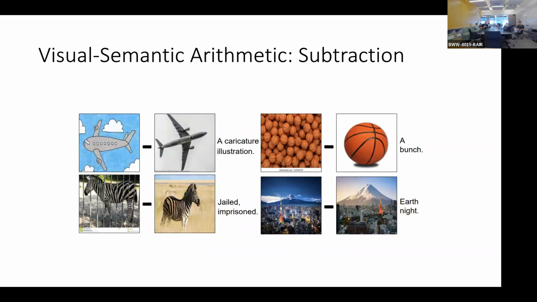I think this tells us a lot about CLIP representation in general, because what we got can show us the compositionality of CLIP. We have compositional thinking here, because if we take a caricature illustration of a plane and subtract the plane, we'll get a caption of caricature illustration. We just showed that what we are left with is just the concept of caricature. If we take many balls and subtract one ball, we get a caption of a bunch. Shows you a little bit about this way to maybe capture many versus one. We have an image here of a zebra inside a cage, and we subtract a zebra, we'll get jailed or imprisoned. And on the right, we have the concept of night, and maybe something about different times.